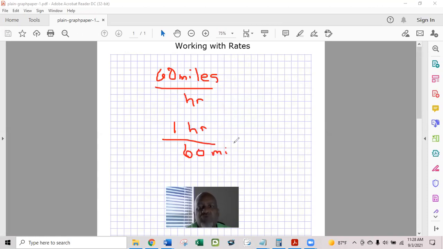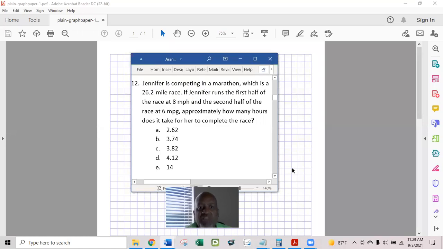So when it comes to rates, you can use those interchangeably. That means you can flip it, numerator for denominator and denominator for numerator. So we'll see how that works out in this next problem. So if we have this problem, Jennifer is competing in a marathon, which is a 26.2 mile race. If Jennifer runs the first half of the race at 8 miles per hour and the second half of the race at 6 miles per hour, approximately how many hours does it take for her to complete the race?